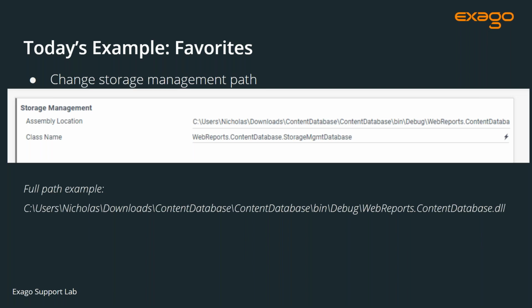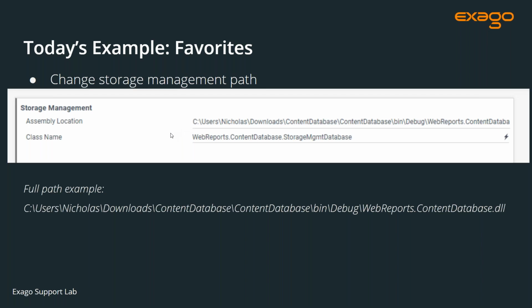Now, this setting I actually want to take an extra second with because this setting is one of the most critical changes that we're going to make. While a lot of the other nuance and specifics that I'm showing for this example are tailored to this specific example, this change is something that every client or every administrator who decides to customize storage management is going to have to go through. By default, in the storage management settings of your implementation, you're going to see this assembly location pointing to the bin directory of the Exago web installation.